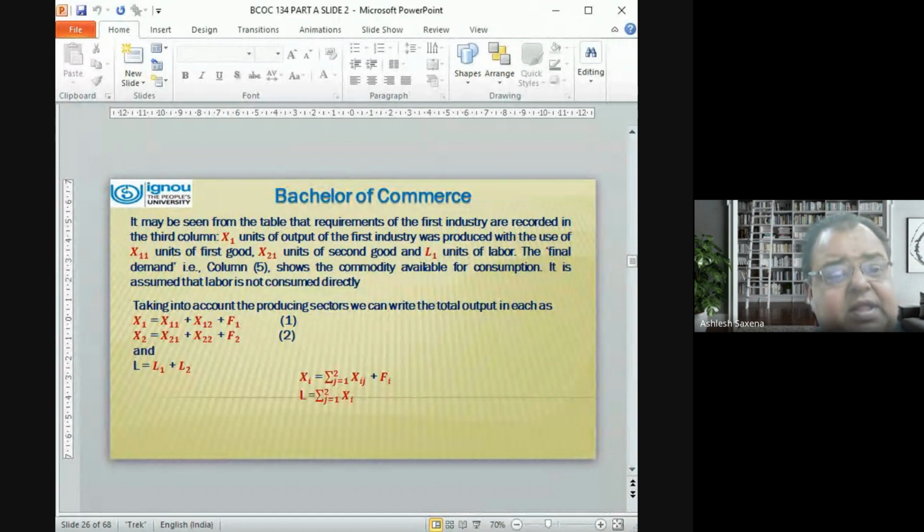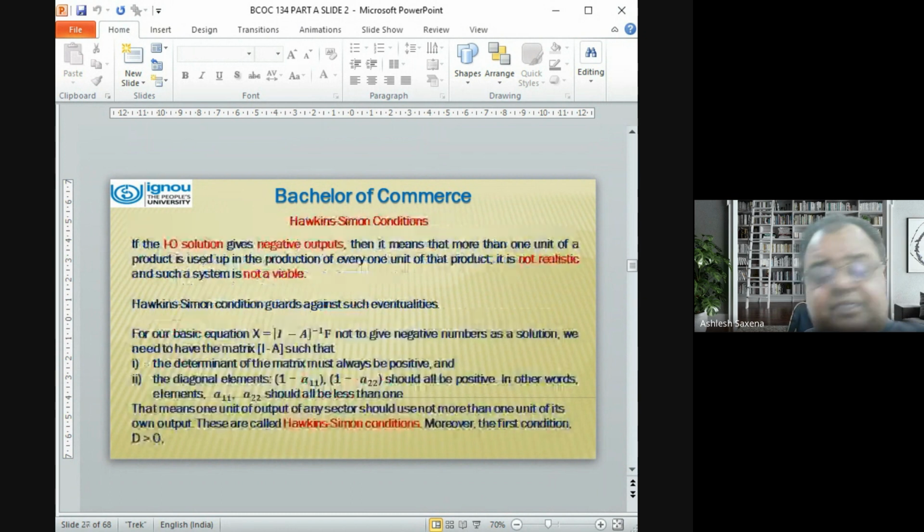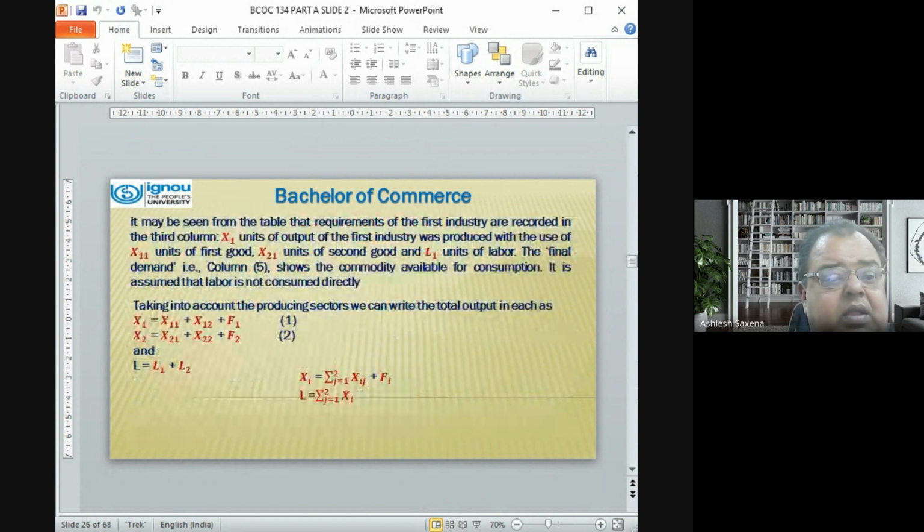So after converting those into equation form, you will get x1 equal to x11 plus x12 plus f1. And secondly, you will get x2 equal to x21 plus x22 plus f2. And total labor will be L1 plus L2. Now, how to convert this into matrix form? That will be xi is equal to the summation of j equal to 1 to 2 terms, because you have two columns, xij plus fi. And L will be i, j equal to 1 to 2, because we are talking about the two units. That will be xi.